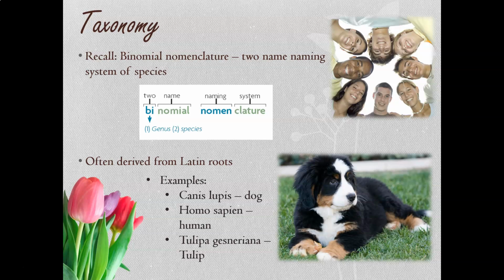So he's really the one who developed the idea of binomial nomenclature. So when we literally break that down, bi means two, nomen is name, and clature is system. So it's a two-name naming system. That's exactly how those roots come in.